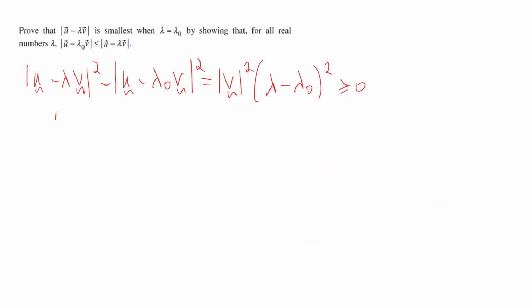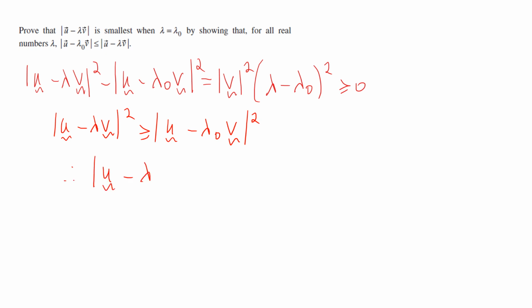So we have proven that magnitude of u take away lambda v all squared is greater than or equal to the magnitude of u take away lambda naught v all squared. Therefore, magnitude of u take away lambda v is greater than or equal to magnitude of u take away lambda naught v. Now, are you happy with that line? The reason we can say that is because these are lengths and they are both positive. So, therefore, it is proven.